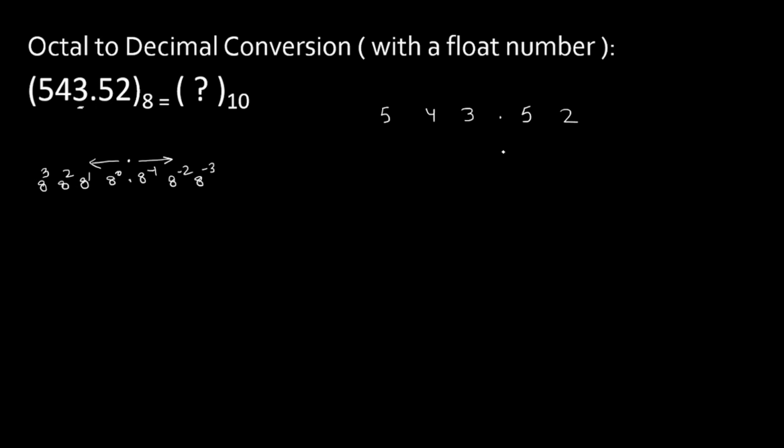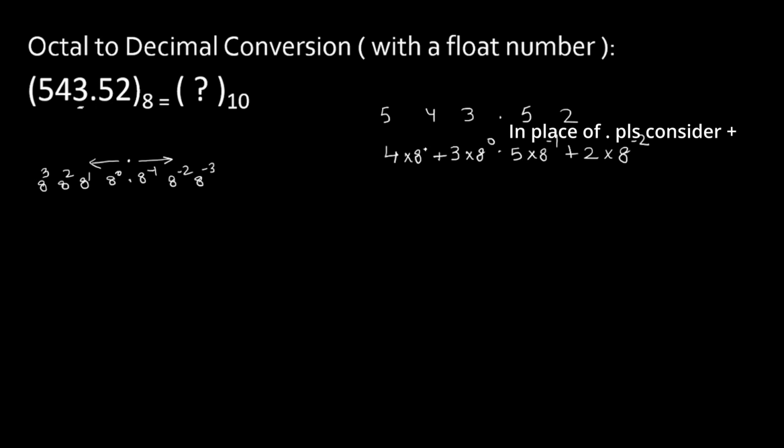543.52. So this will be written as 5 multiplied by 8 raised to power minus 1 plus 2 multiplied by 8 raised to power minus 2. This 3 will be multiplied by 8 raised to power 0 plus 4 will be multiplied by 8 raised to power 1 plus 5 will be multiplied by 8 raised to power 2. So this will be written as 5 multiplied by 64 plus 4 multiplied by 8 plus 3 multiplied by 1, because any number raised to power 0 is equal to 1.